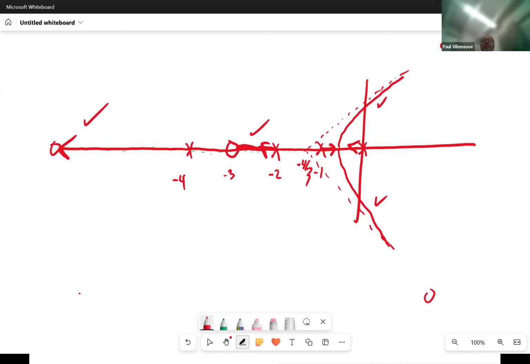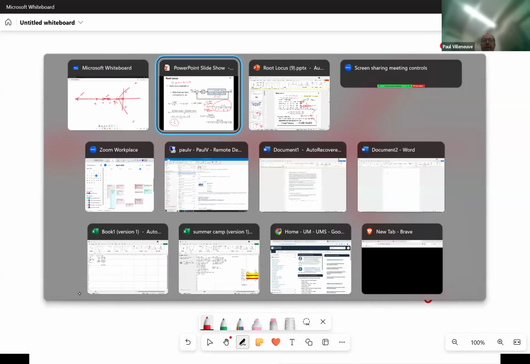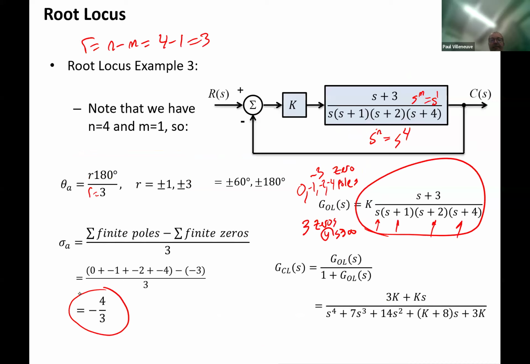Okay? So you do have three root loci, but when you have one at 180 degrees, you don't even have to bother drawing it because it stays on the real axis. It doesn't deviate from it. All right? Questions on that?